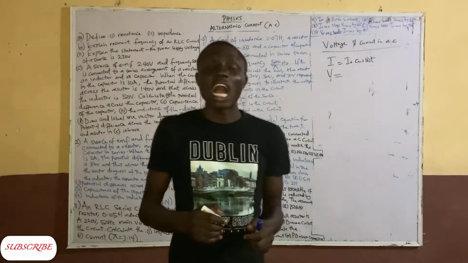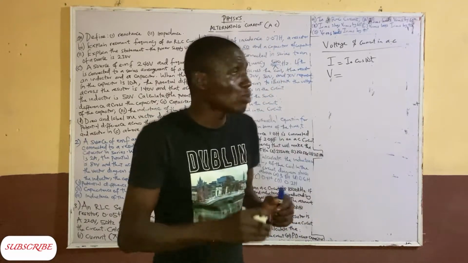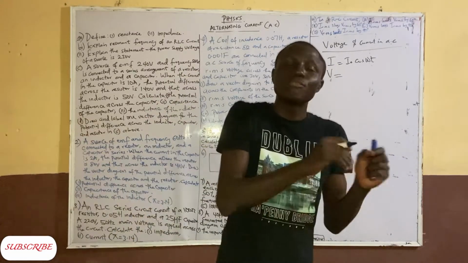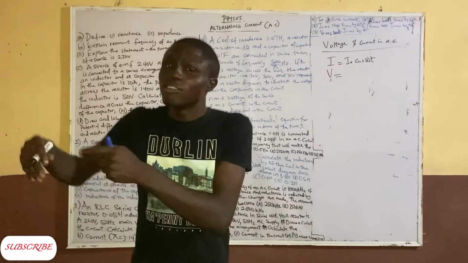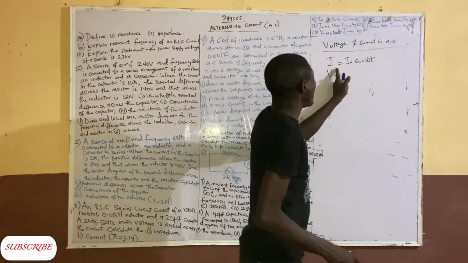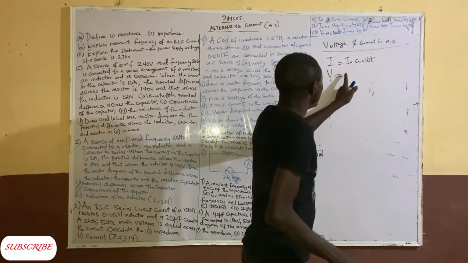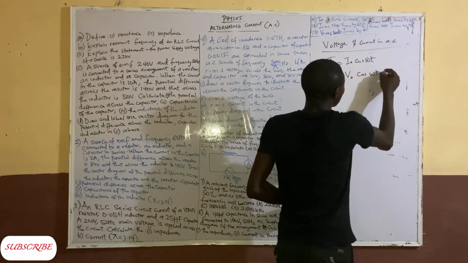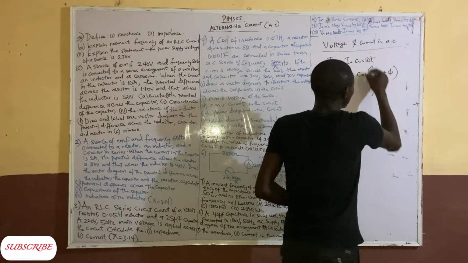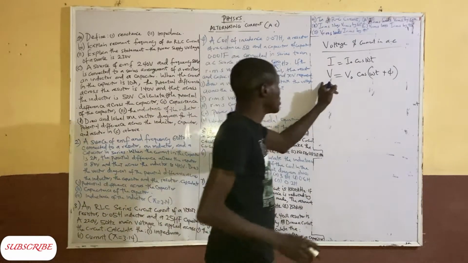The voltage and current are not in the same phase in an AC circuit. Note that the current and voltage in an AC circuit are not in the same phase. So if I equals I naught cos omega t, then V is equal to V naught cos omega t plus phi, the phase angle. That's the difference between the phase of voltage and the current.